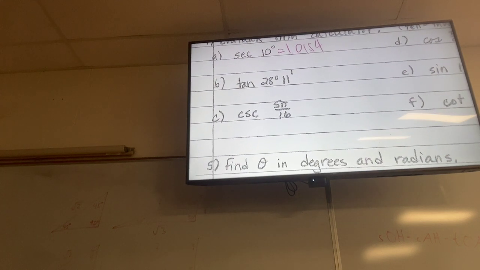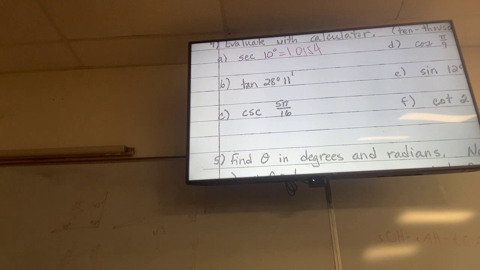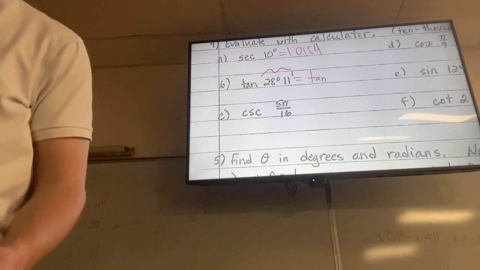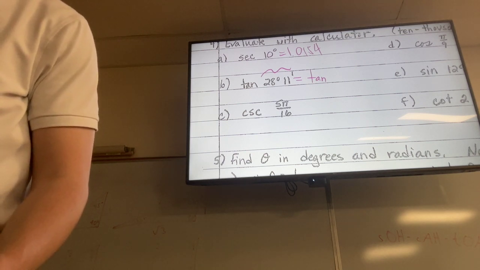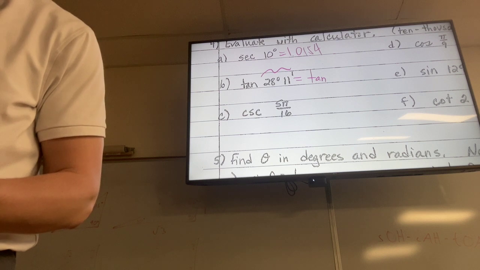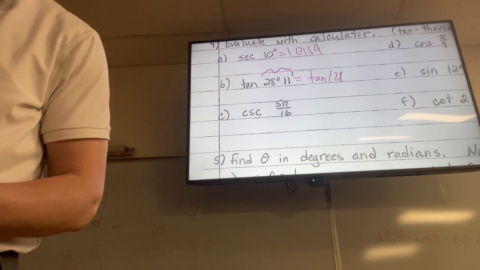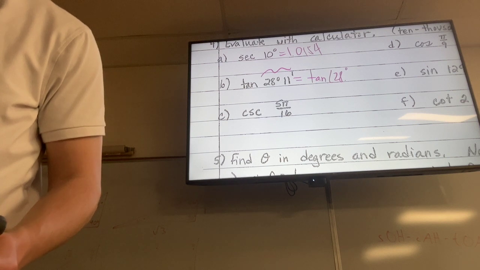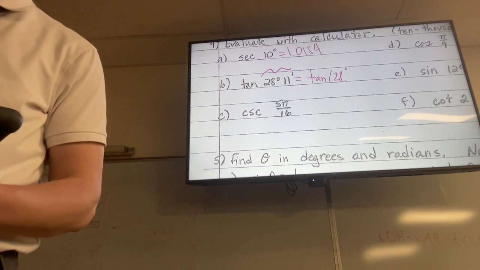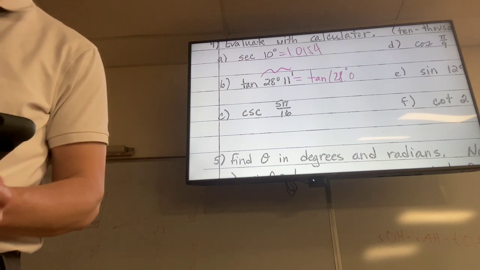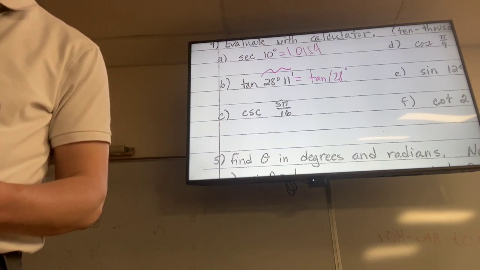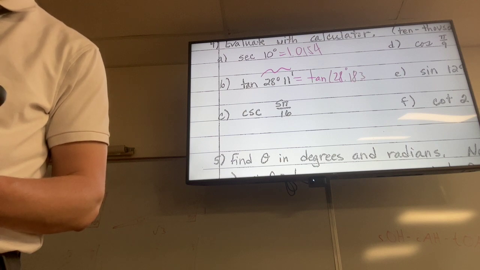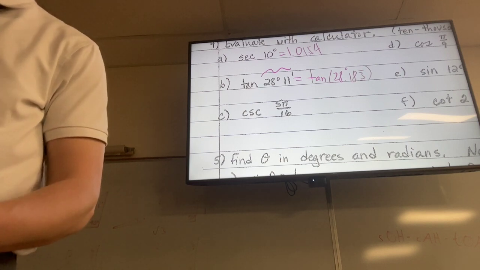Tan 28 degrees and 11 minutes. First thing we got to do is what? You can't put minutes in your calculator, so we have to switch that angle to decimal degrees. So it's going to be tan of 28 point something degrees, 11 over 60. 0.183. So 28.183 repeating degrees. Okay. So I'm going to go on my calculator.